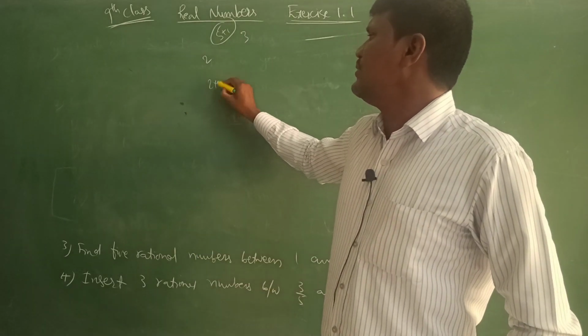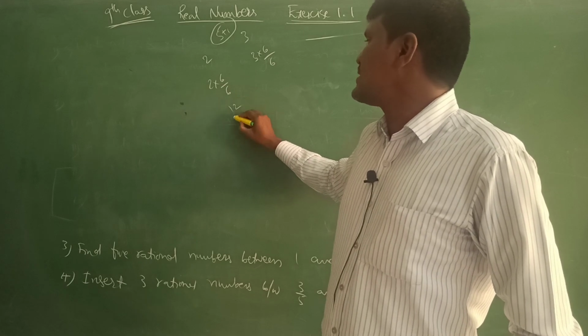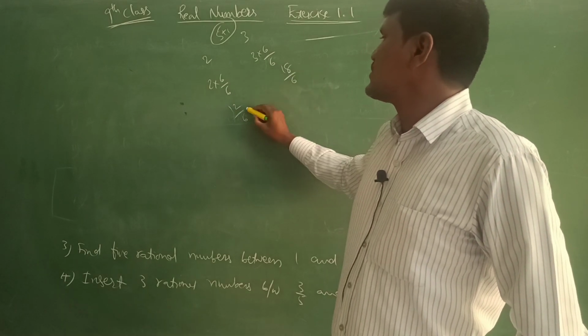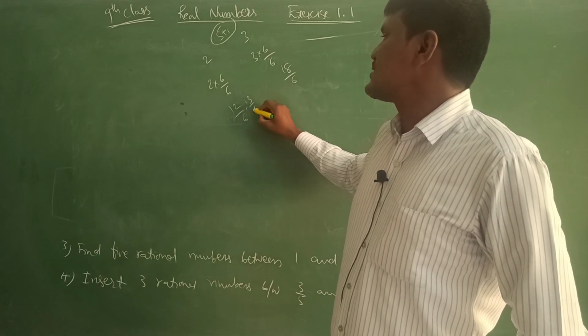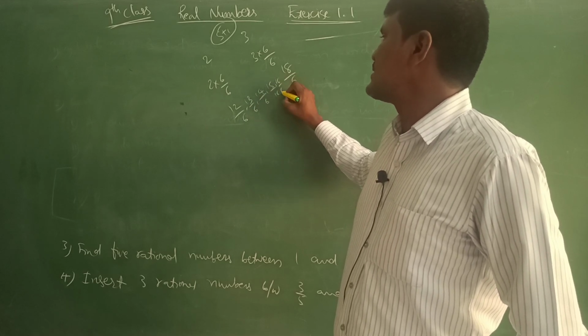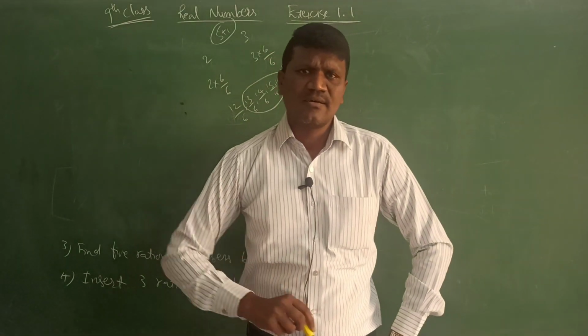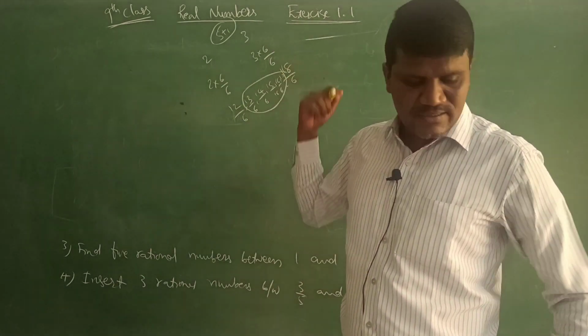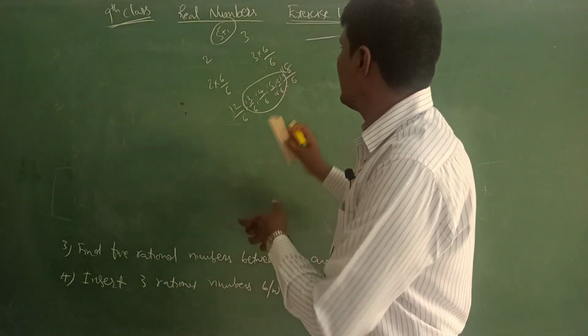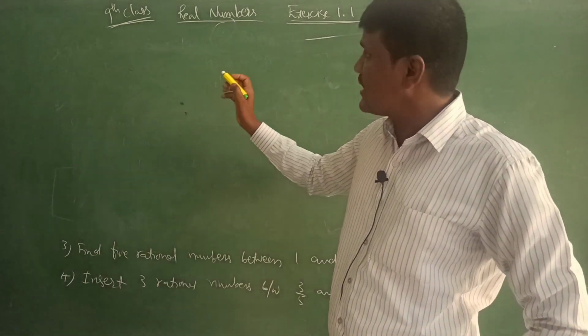So 2 × 6/6, 3 × 6/6, if you do, 12/6, 18/6. So that is 13/6, 14/6, 15/6, 16/6, 17/6. So these are all the 5 rational numbers that you can find. And the next problem is to find 10 rational numbers.